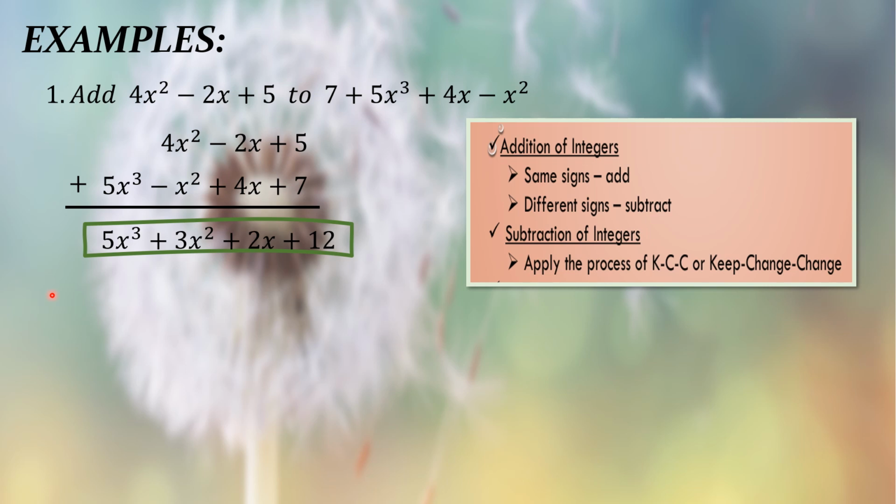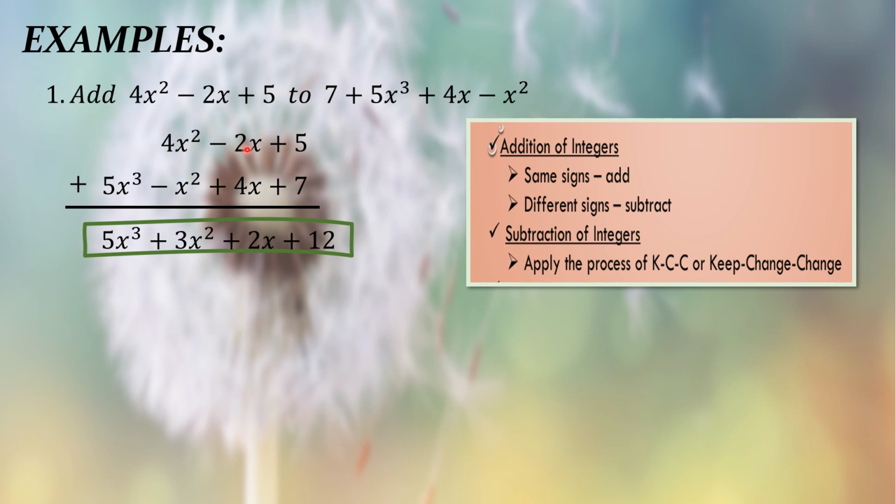So, paano nga ba naging ganyan yung sagot? Again, binring down lang natin ang 5x cubed. And then, ang x squared dito ay may katabing numerical coefficient na 1. So, since negative ito, so 4 minus 1 is positive 3x squared. Again, copy the sign of the bigger number.